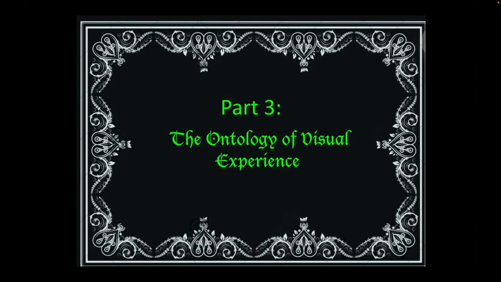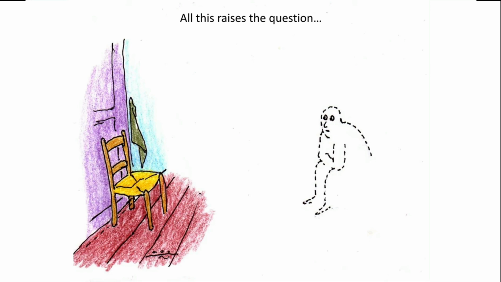Part 3, the ontology of visual experience. All this raises the question, where is the picture in our experience that appears when we open our eyes? Is it out in the world before us, or is it somehow inside our head?